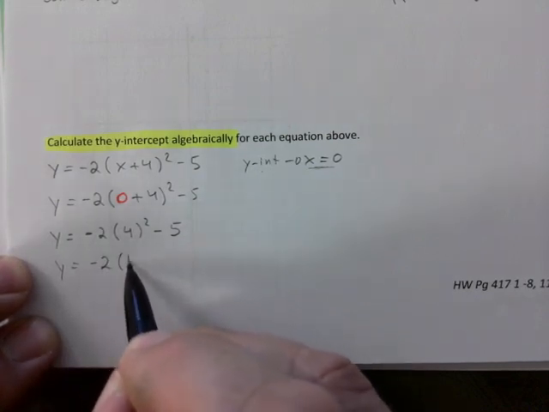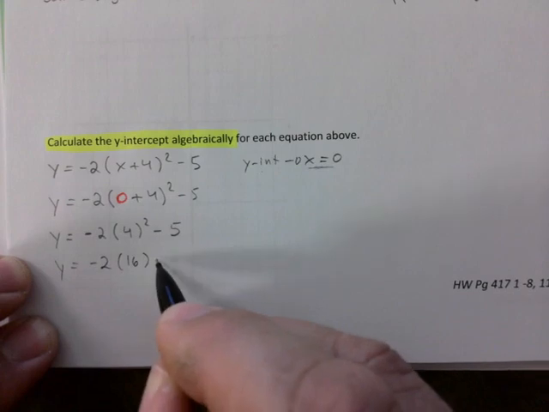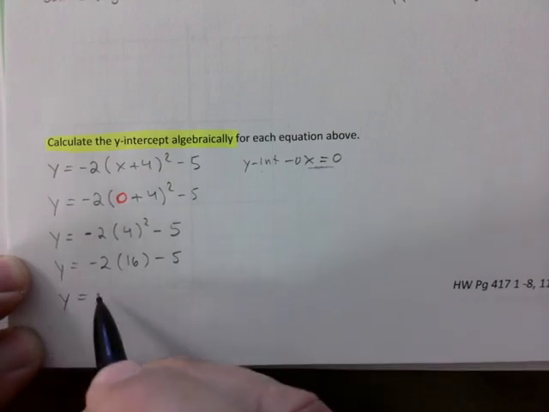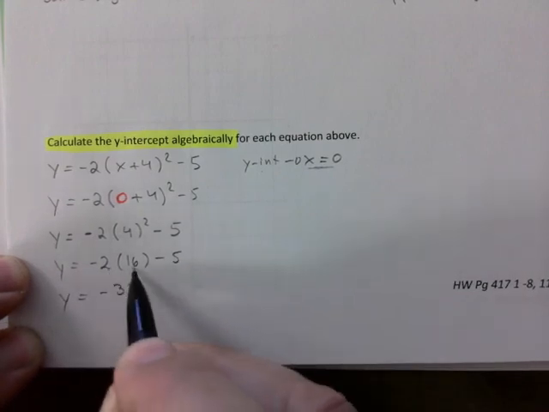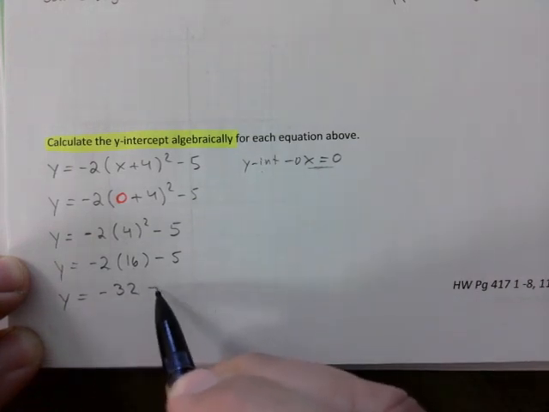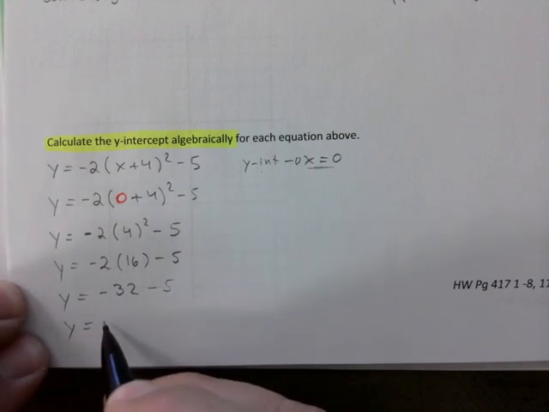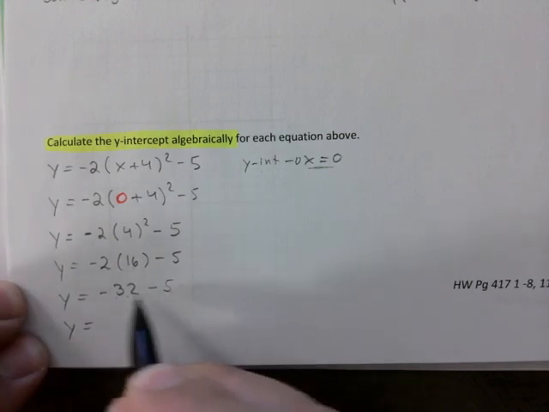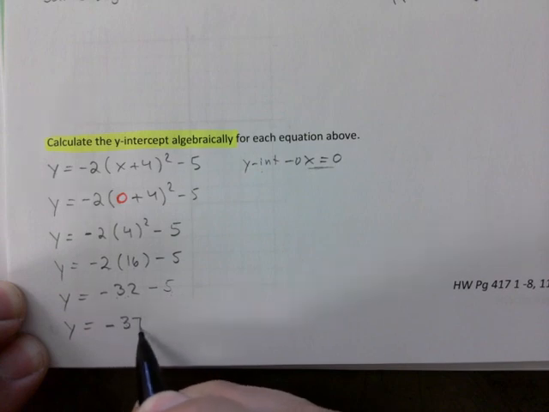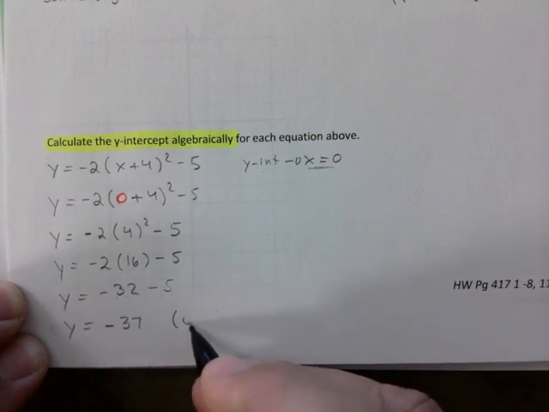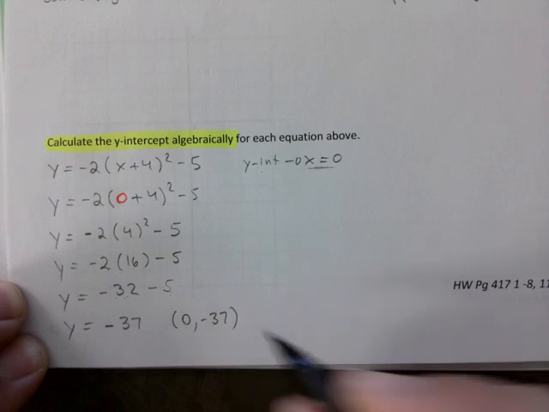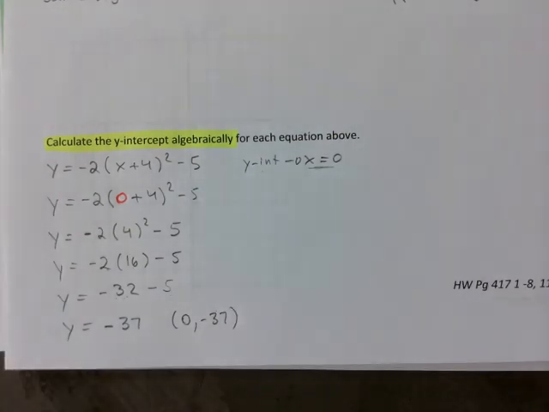Negative 2 times 16, right? Because I square that, minus 5. And then it's negative 32, because 2 times 16 is 32, but it's a negative here, minus 5. And we're almost there. That would be negative 37 in this case exactly. So the y-intercept is (0, negative 37). You just found that algebraically. We used to use our calculator to do that, right? Second trace 1, x equals 0. But this is another way of doing it, okay?